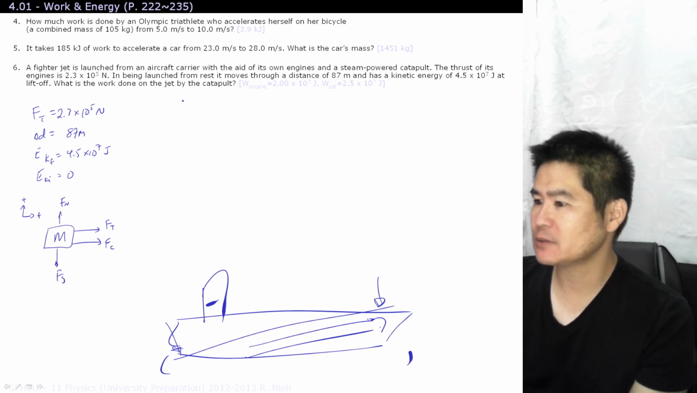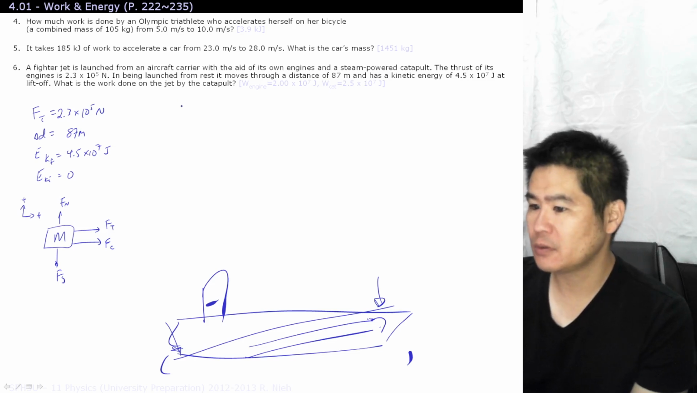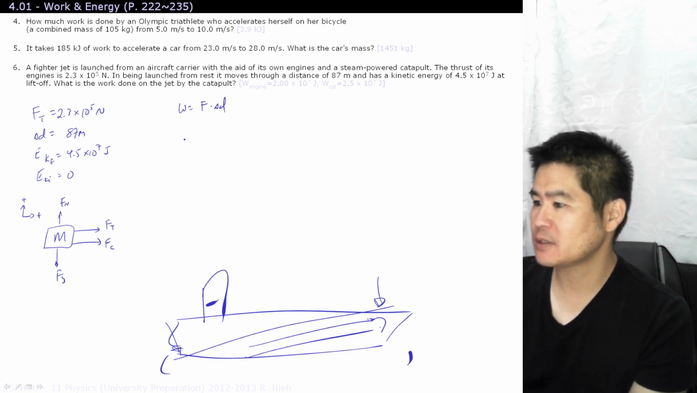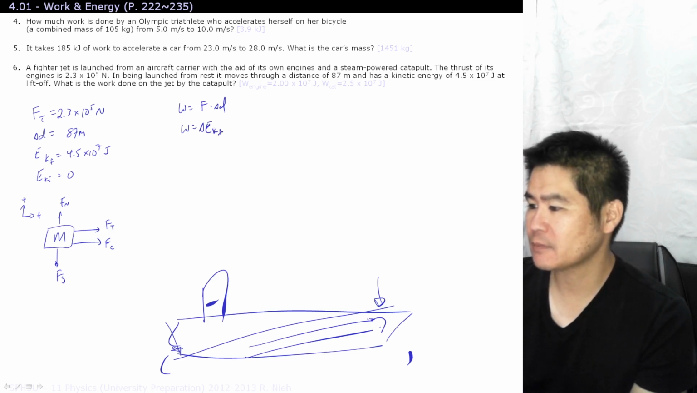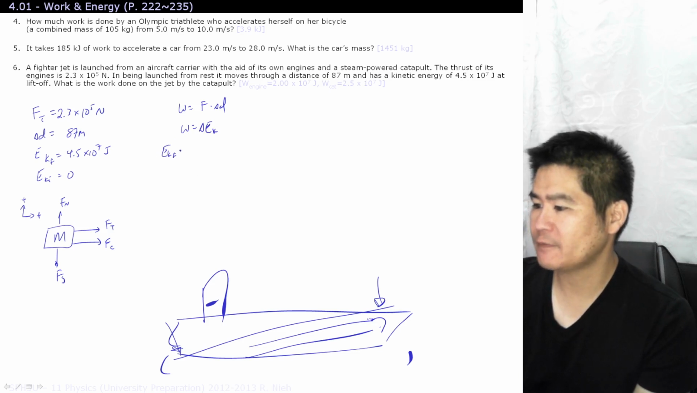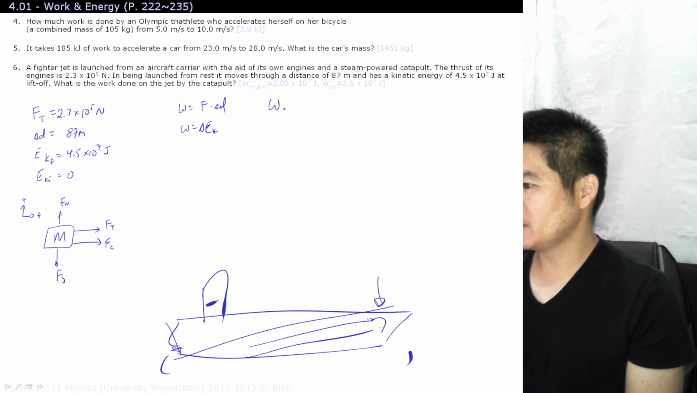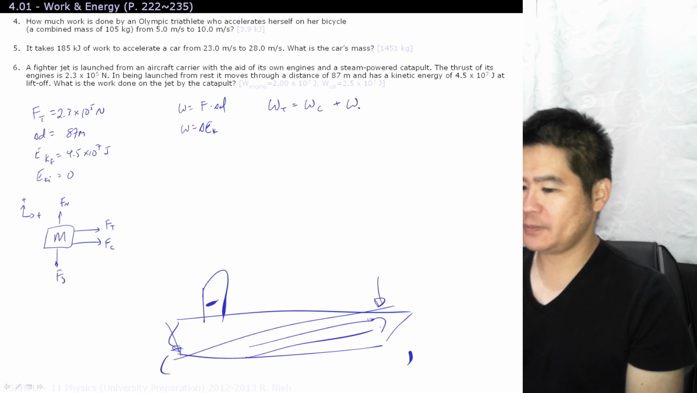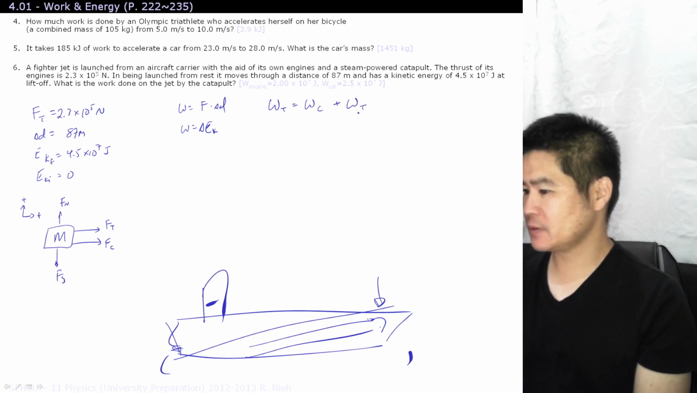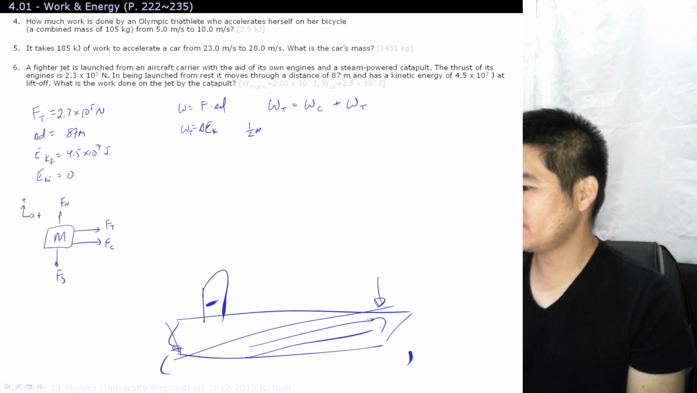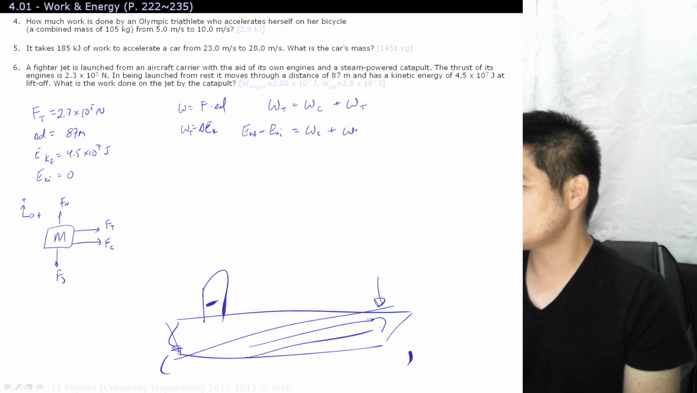So let's figure that out. What do we know so far? We know work is equal to force times distance, and we know that work is also equal to the change in kinetic energy. Oh, there's another work as well. So the work in total is equal to the work of the catapult plus the work due to the thrusters. So EKF minus EKI is equal to WC plus WT.